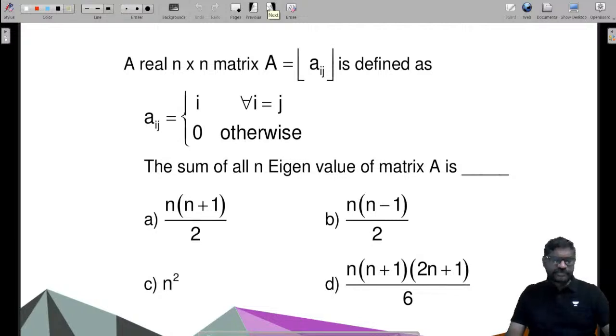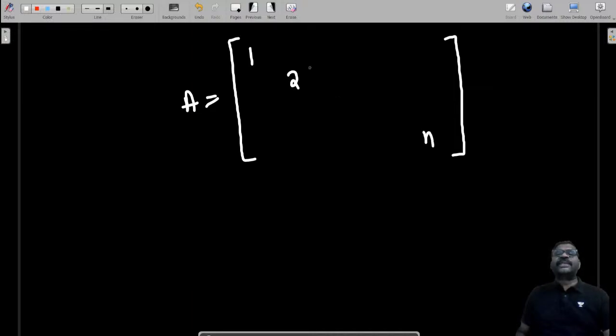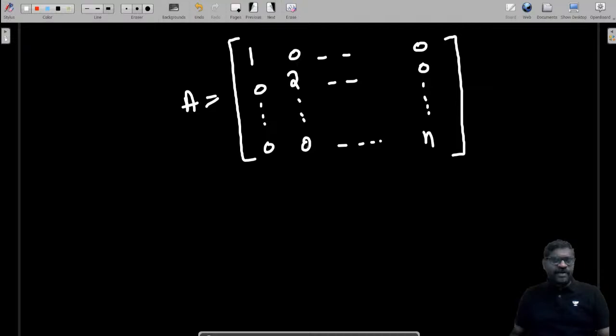Next problem. Let A be an n cross n matrix defined as Aij equal to i for all i equal to j, which is 0 otherwise. Find the sum of all eigenvalues of matrix A. Aij equal to i means the matrix is n cross n: A11 is 1, A22 is 2, A33 is 3, Ann is n. Remaining all entries are 0.